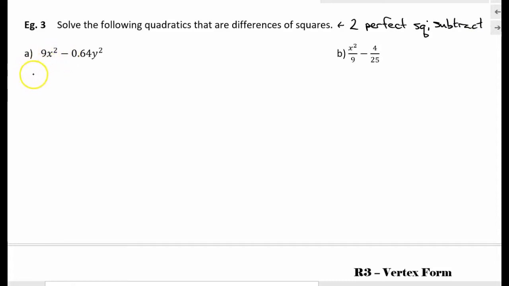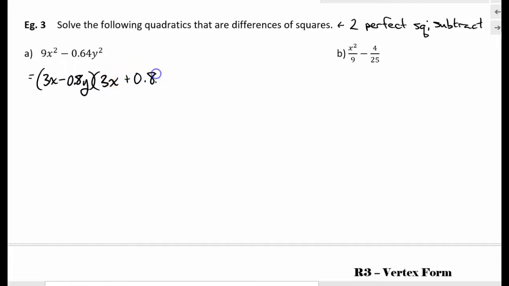So we talk about the square root of 9 is 3, the square root of x squared is x. The square root of 0.64 is actually 0.8, because the square root of 64 is 8, and then we've got some decimal relationships there. Okay, and the square root of y squared is y. So we can do it that way.